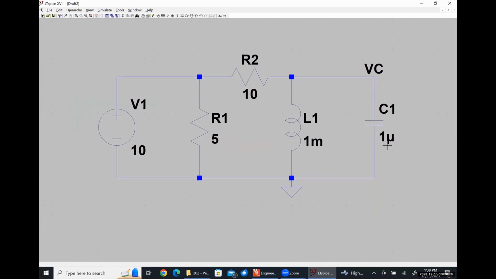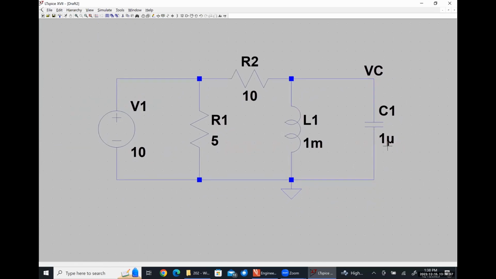How do you put in the microfarad? The letter U. That's it. Literally just 1 and then lowercase u.